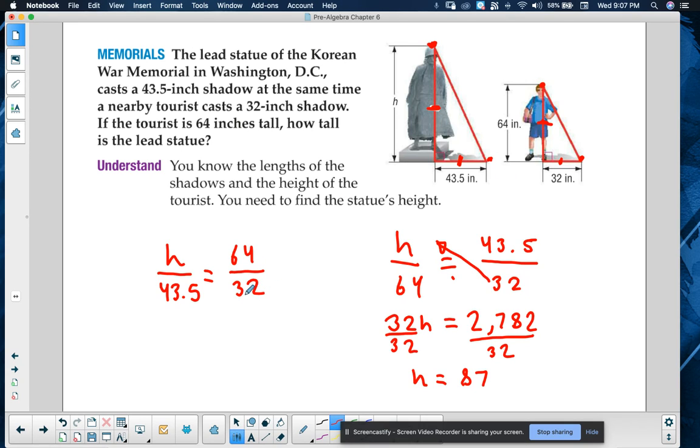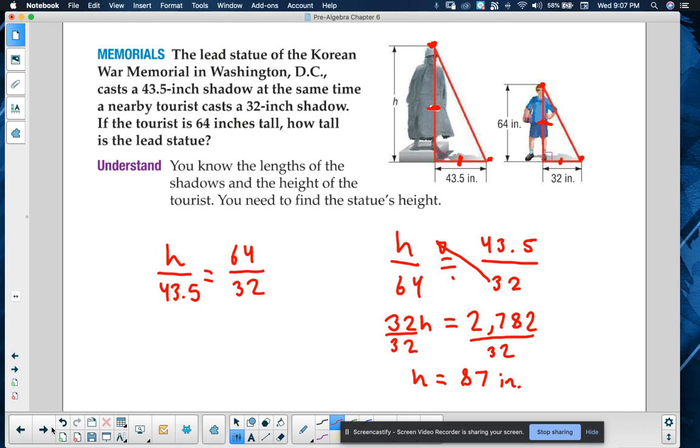And now this is kind of the similar way. The only thing that we switched here was the 43.5 and the 64, but it's going to simplify to be the same thing as h here. H equals 87, and I should say inches.